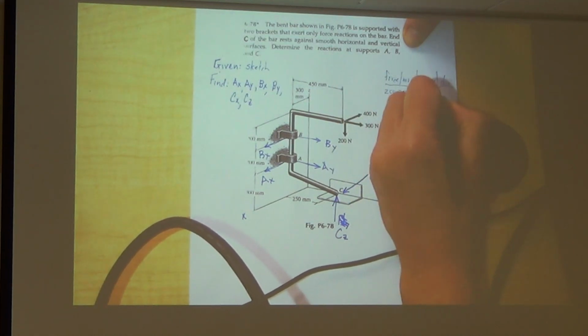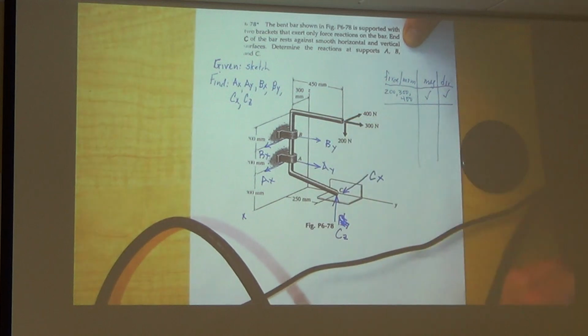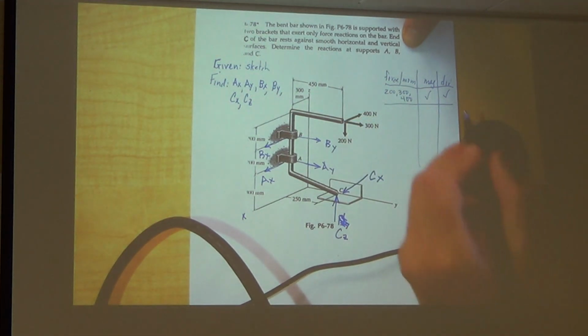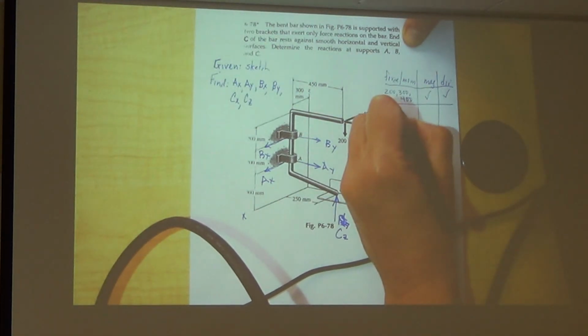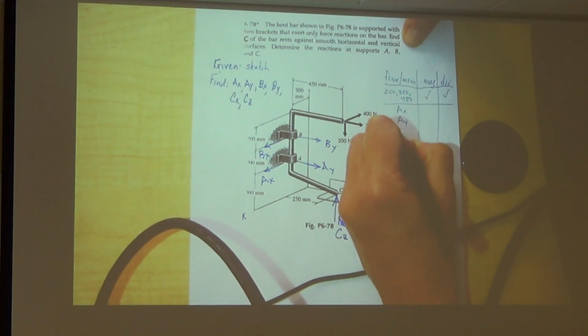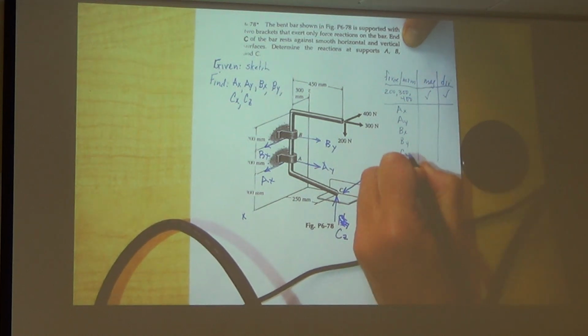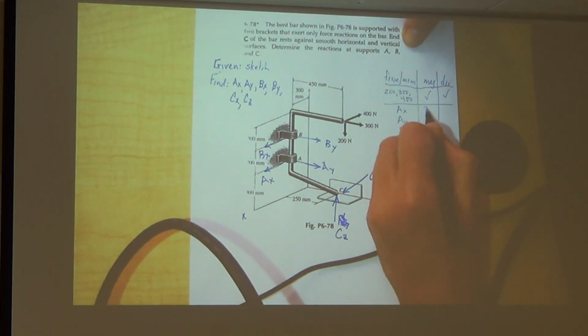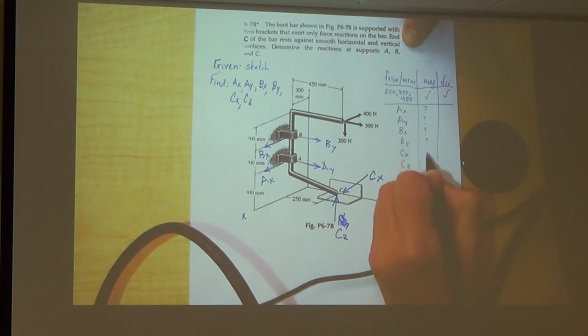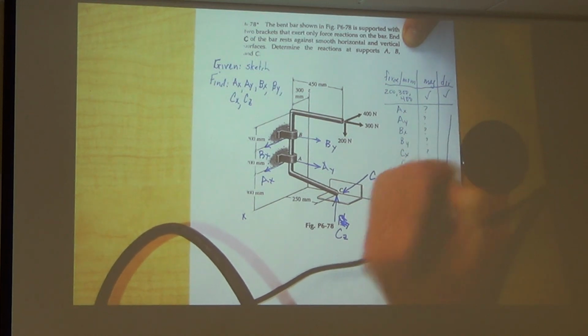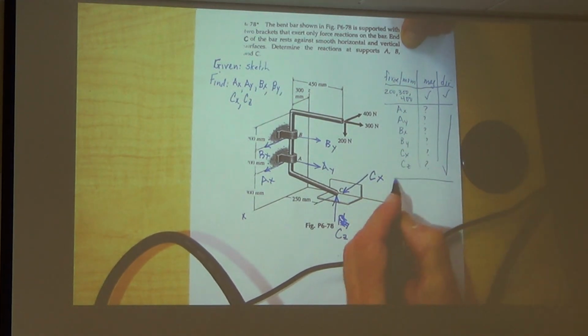They're all magnitudes given, their directions are given. What else? And then the unknowns. Right. So we have AX, we have AY, we have BX, we have BY, we have CX, and we have CZ. And the magnitudes are all unknown, right? How about the directions? No. So how many unknowns do we have total?